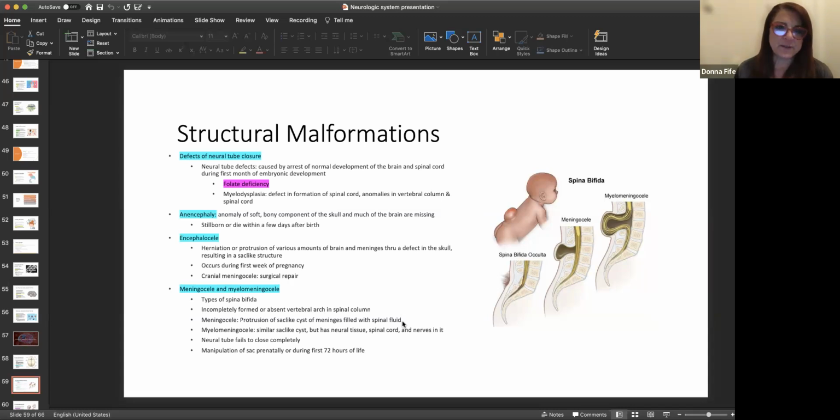A meningocele and a myelomeningocele are types of spina bifida. These are seen here on this diagram. It's an incompletely formed or absent vertebral arch in the spinal column.